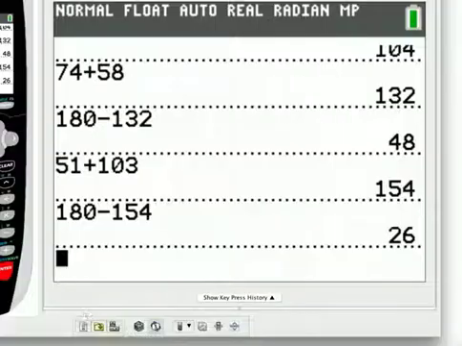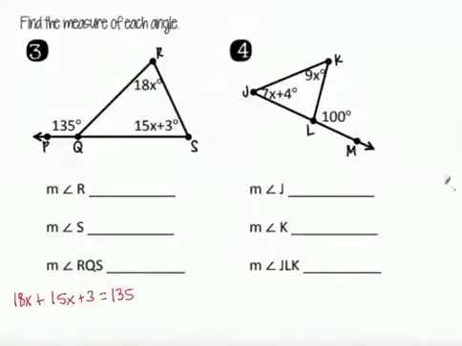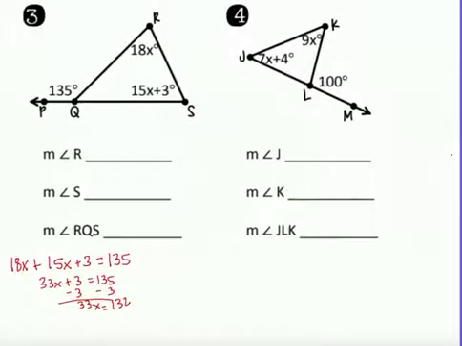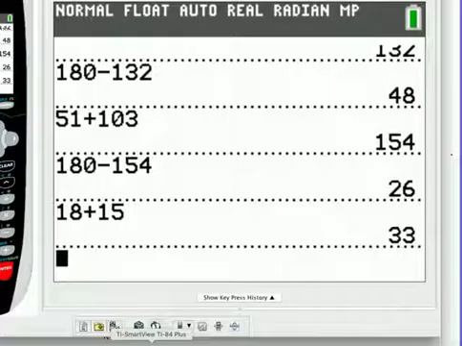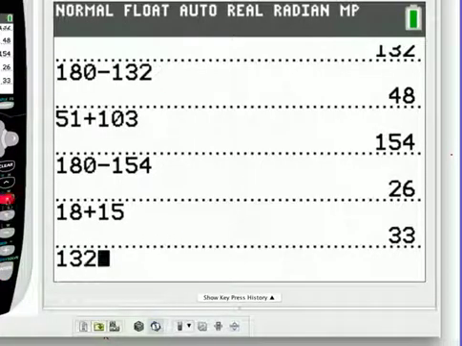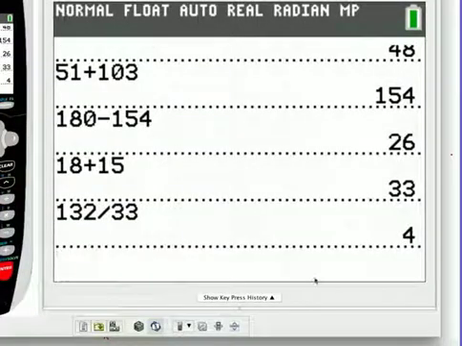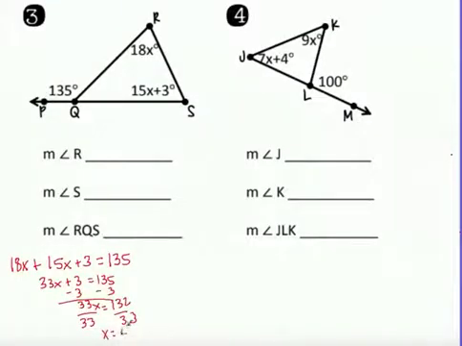So I'm going to say 18 plus 15, that's going to give me 33. So I'm going to have 33x plus 3 equals 135. I'm going to subtract 3 from both sides, and I'm going to get 33x equals 132. Then I want to get x by itself, so I'm going to divide both sides by 33, and that's going to give me that my x is equal to 132 divided by 33, which is 4. So my x is going to be equal to 4.